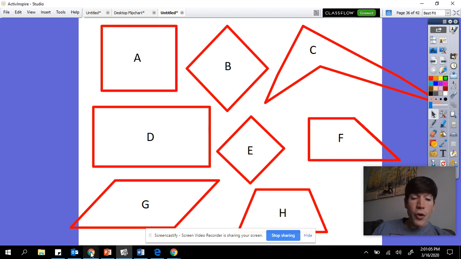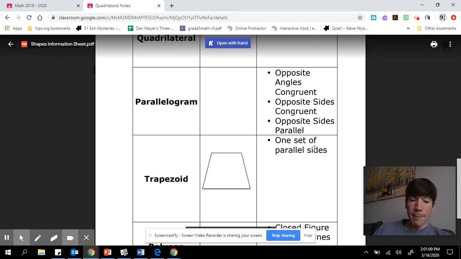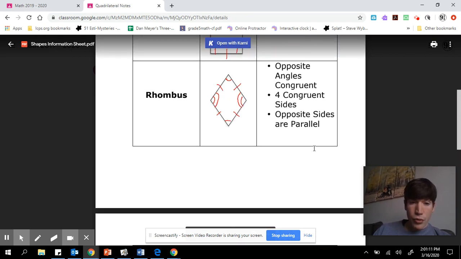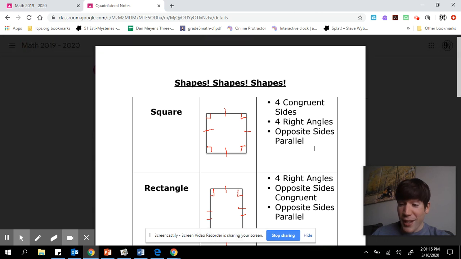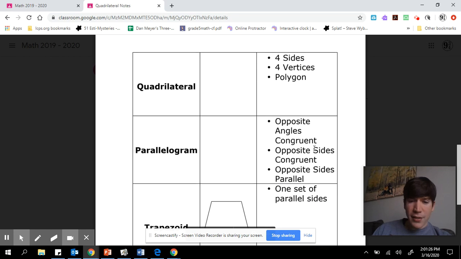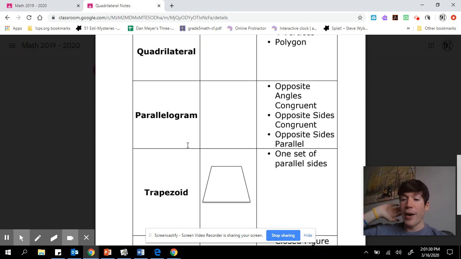Now, the new terms that we'll be talking about are parallelogram, trapezoid, rhombus, rectangle, and square. Now, when I say new, I know that you guys know what those words are. I know you know what those shapes are, but we're going to be classifying shapes in more than one category today. So we're going to see how that works. So starting off, let's look at a parallelogram.